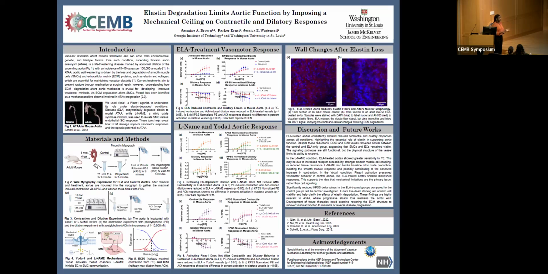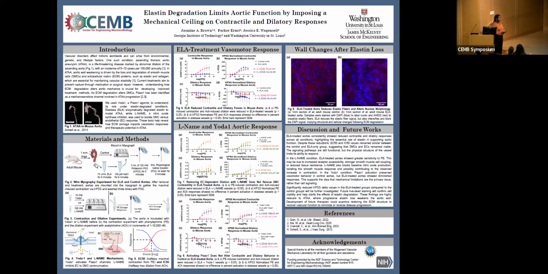In order to do that and understand how the disease progresses further, we need to understand how extracellular matrix degradation affects the mechanics of the aorta. There are a lot of things that we do know and some things that we don't. For example, we understand the passive mechanics of the aorta due to elastin loss. However, the active mechanics, like how it contracts and dilates due to this elastin loss, aren't heavily researched.